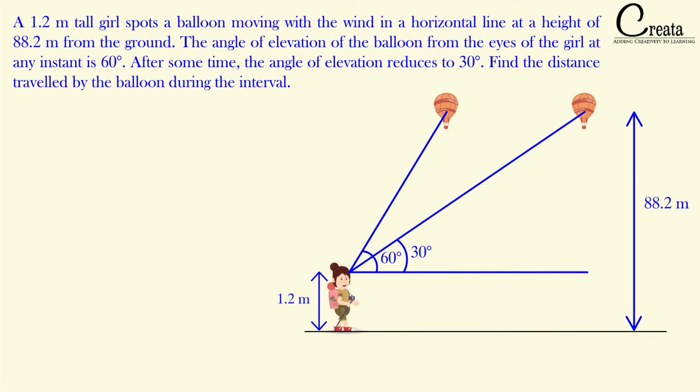Initially at the first point the angle of elevation is 60 degree. After some time balloon has traveled the distance. Now the angle of elevation has been reduced to 30 degree. Got it? This is the scenario. And in this question we have to find the distance traveled by the balloon. That is the distance between these 2 points. Okay. So this is the scenario given in the question.